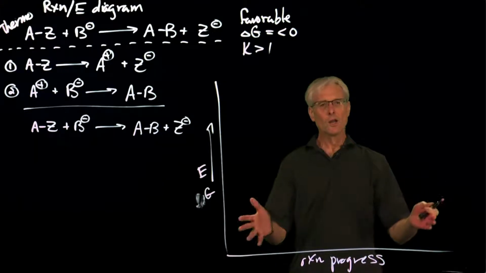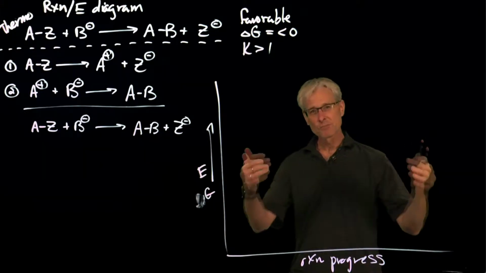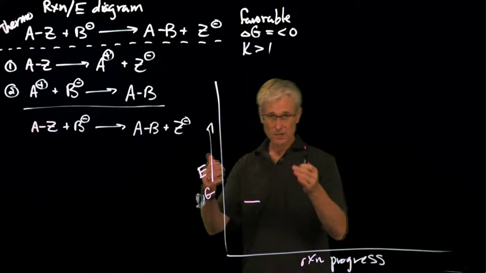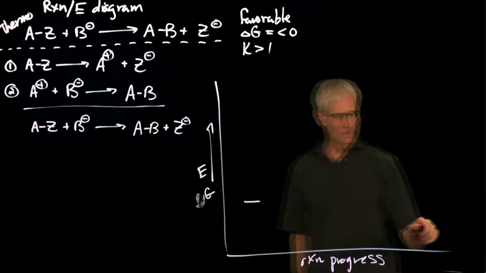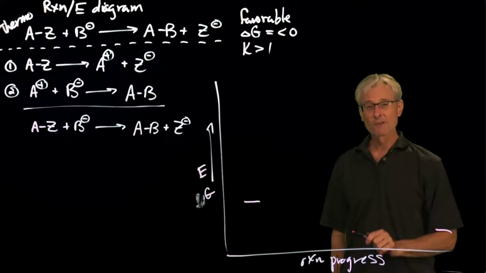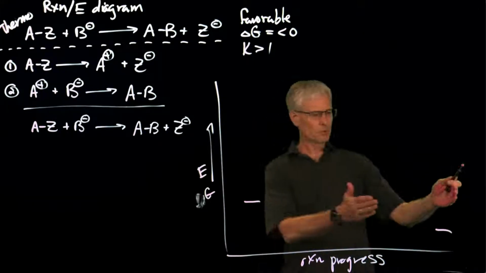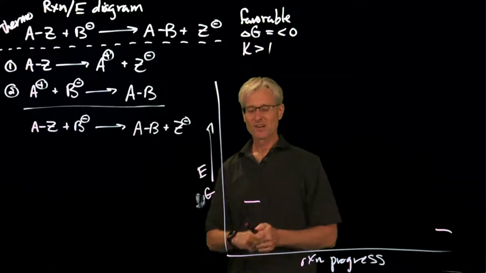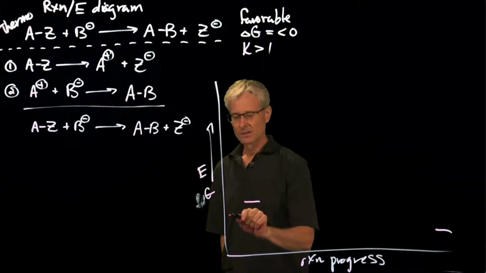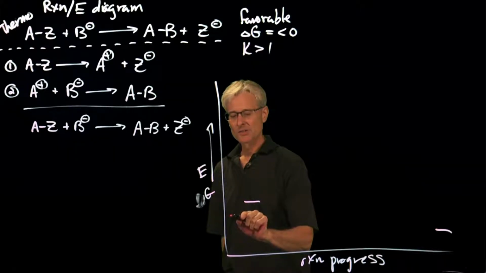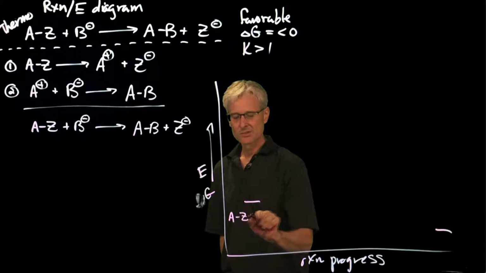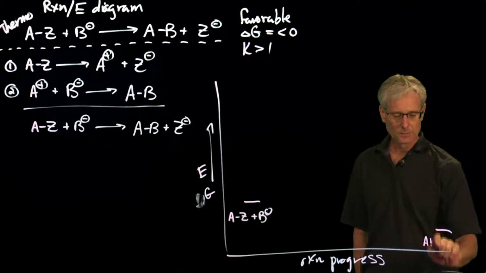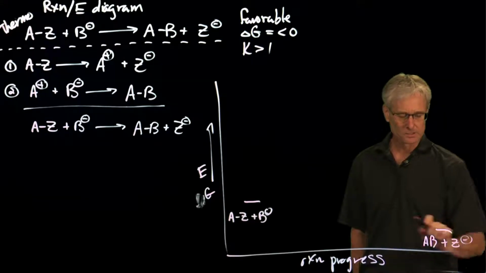All right, so we're ready already to say something on our reaction energy diagram. What we're saying is that the starting materials are at some energy, whatever that is, and the products are at another energy, whatever that is. And the products are at a lower energy, this is downhill, than the starting materials. So my starting materials are here somewhere on my reaction energy diagram, and so that's AZ plus B minus, and over here I have AB plus Z minus.